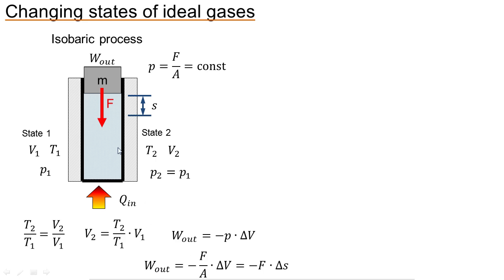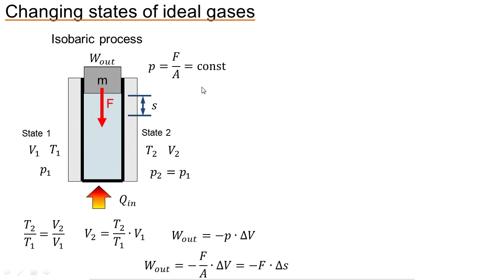Everything I put into a system always is positive, and everything I put out of the system is negative. It's not always that, but it's a convention to have a uniform thing that is not too confusing. So everything I pull out is negative, and everything I put in is positive. This is an isobaric process.